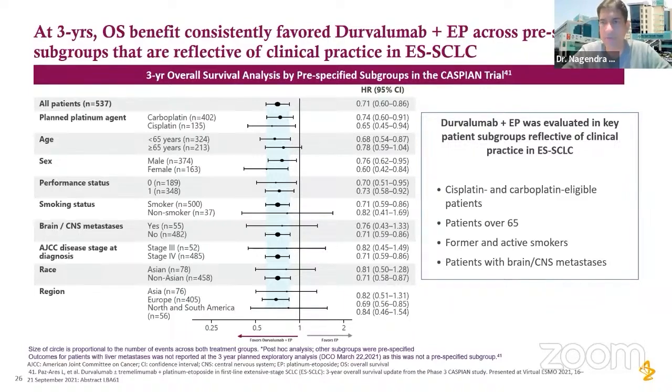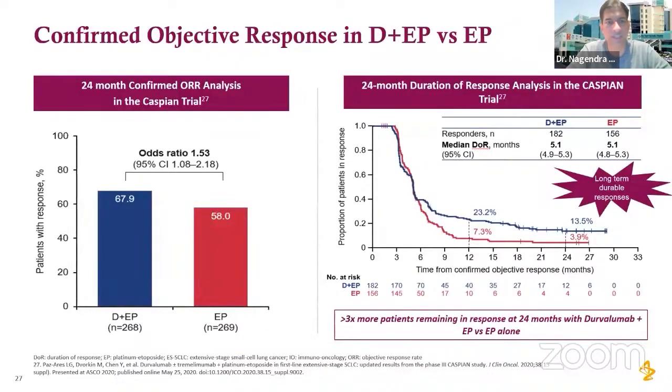So Durva plus EP was evaluated in key patient subgroups reflective of clinical practice in extensive-stage small cell carcinoma lung. Cisplatin or carboplatin eligible patients were included. Patients over 65 years of age also got benefit, and former or active smokers had benefit, and patients with brain mets and CNS metastases upfront were also taken into consideration, and they also got benefit from this combination.